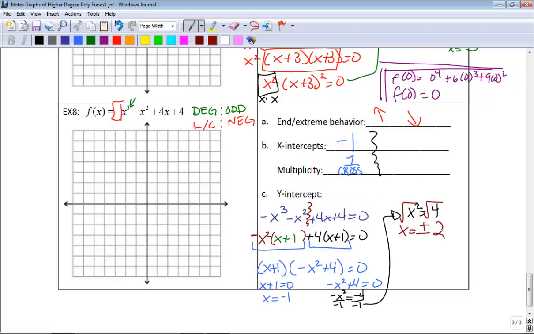How many zeros do I got there? I got 2 of them. One of them is the number 2, and then the other one is the number negative 2. Well, what's the multiplicity of these things? Well, remember, this is not equal to 0. This is equal to 4.